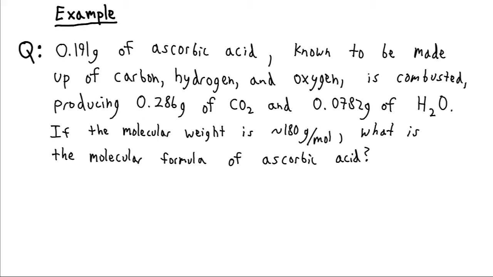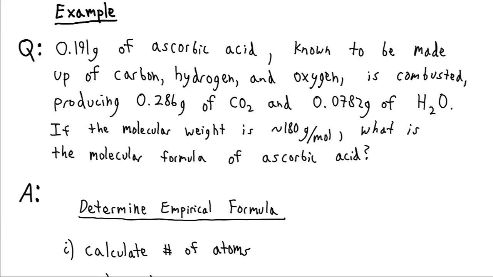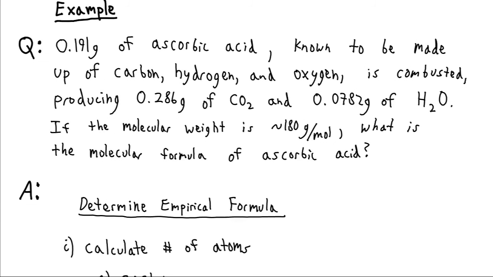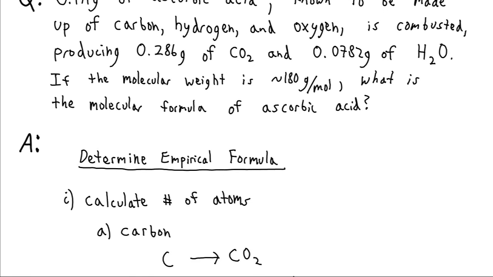Well, the first half of our problem, the major portion actually, is to figure out the empirical formula. So to do that, we need to calculate the number of atoms, the number of carbons, and the number of hydrogens, and anything else, and construct their ratios. And that's what the empirical formula represents, the ratio of atoms. So let's start with the carbon.